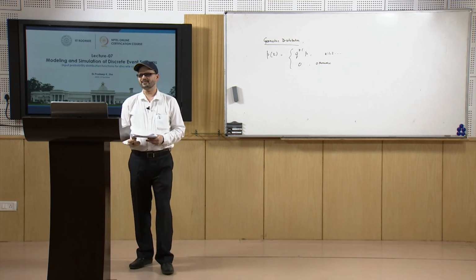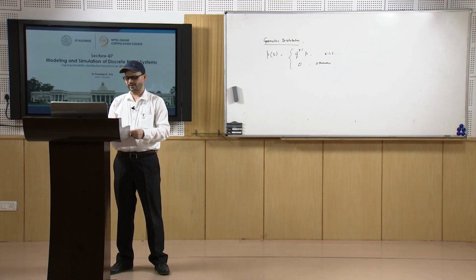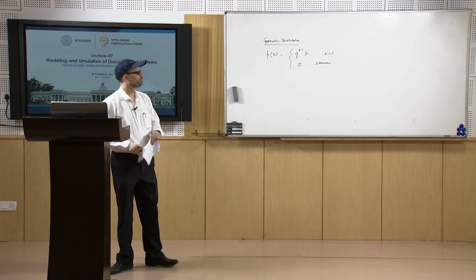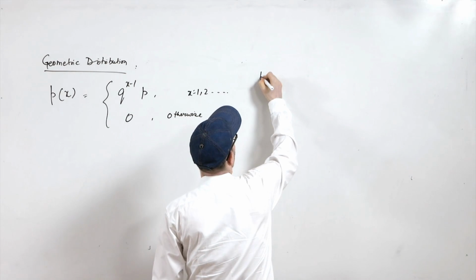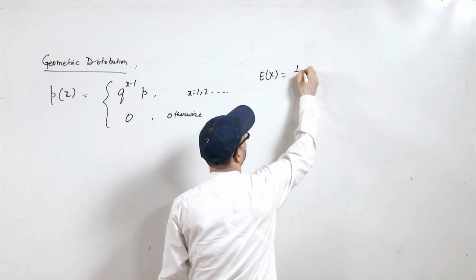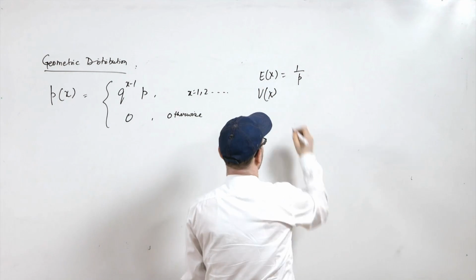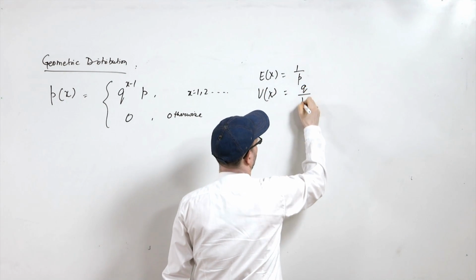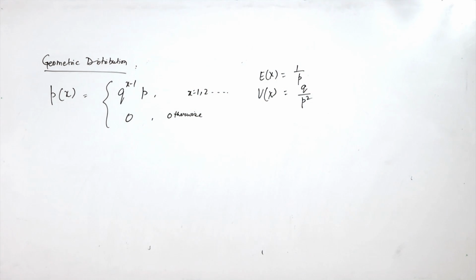Okay, so this is a kind of distribution which is known as the geometric distribution. In such cases the mean is 1 by p and variance is q upon p square. So, this is the trait of the geometric distribution.